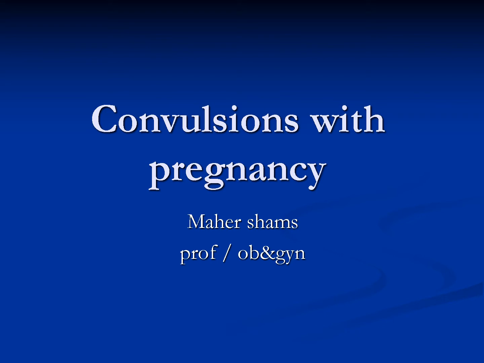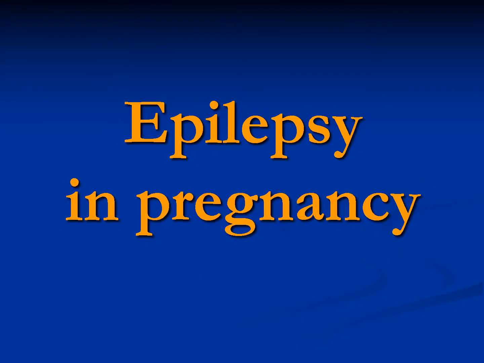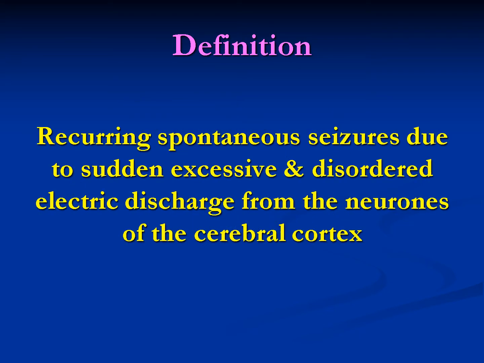My talk today is about convulsion with pregnancy. As we know, epilepsy is the commonest cause of convulsion with pregnancy. What's the definition of epilepsy? It is a recurrent attack of spontaneous seizures due to sudden excessive disordered electrical discharge from the neurons of the cerebral cortex.